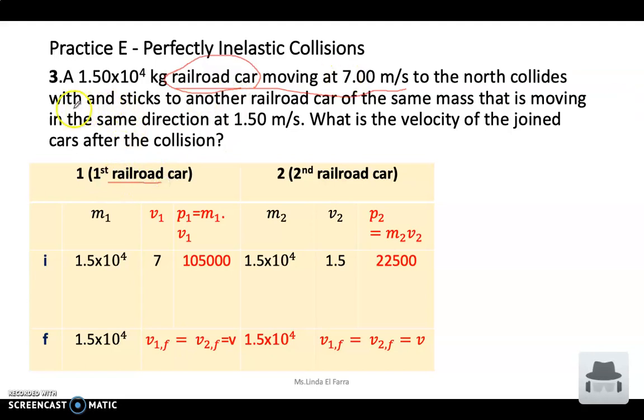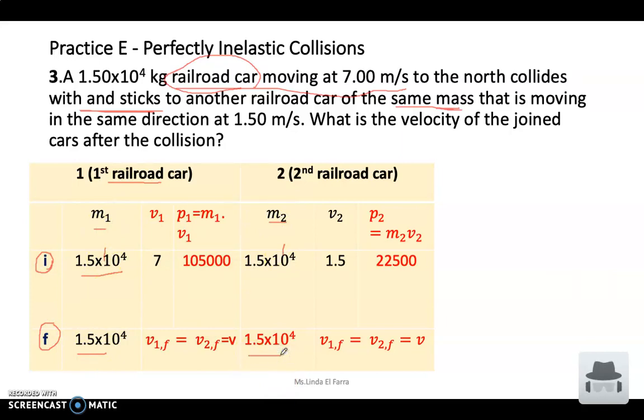Collide with and stick. Look at this word, stick. When I see collide with and stick, I know immediately it is an inelastic collision, to another railroad car of the same mass, which means both of them have the same mass. So when I fill my table, I write M1, 1.5 times 10 to the power 4, before and after. Both of them have the same mass, M1 and M2.